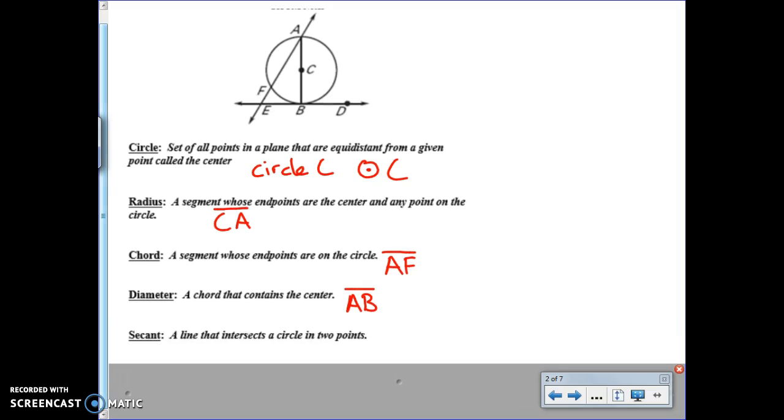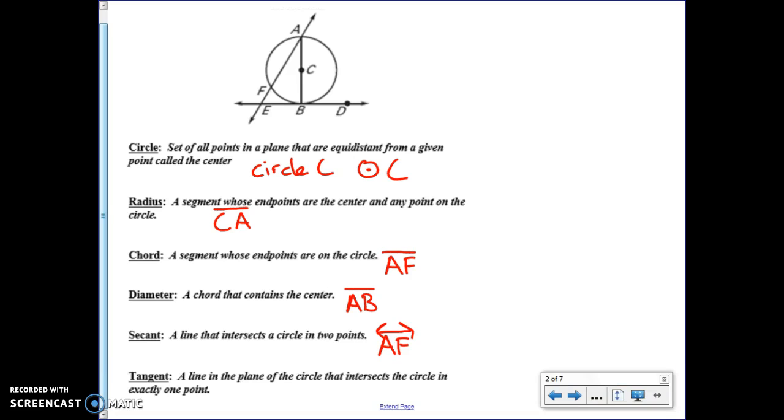A secant is a line, not a segment, it's a line that intersects a circle in 2 points. So AF intersects in 2 points, but instead of it being a segment, it's a line there. So we're going to include all of those points that go past A and F.